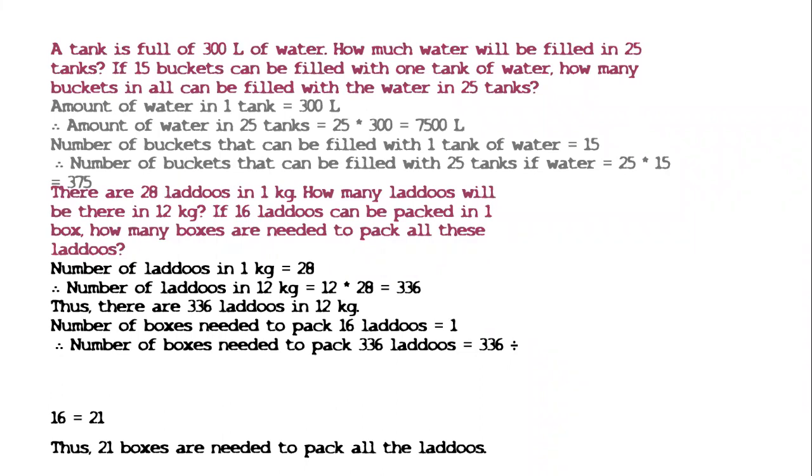Number of buckets that can be filled with one tank of water. With one tank, 15 buckets can be filled. If 25 tanks are there, 25 into 15 will give the number of buckets. Multiplication, sir, 25 into 15. In tanks, sir, I got 7,500 and in buckets, I got 375. Yes, it's a simple question.